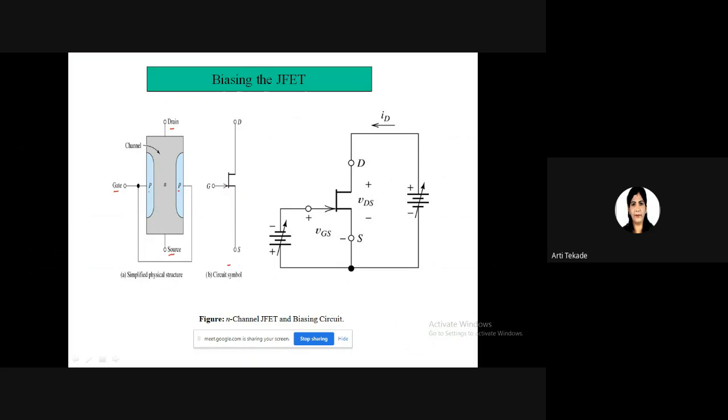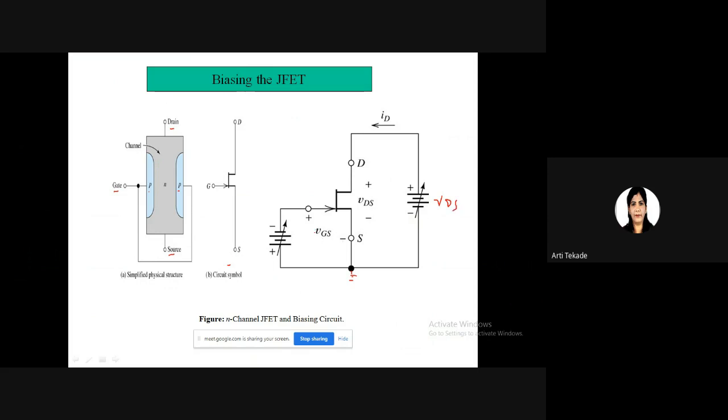Now for its operation, we have to apply voltage to the JFET. This is the circuit diagram of the JFET. We have applied voltage between drain and source. To the drain we have connected the positive of the battery, and the negative is connected to the source terminal. This voltage is called VDS. So we have applied the VDS voltage between the drain and source.